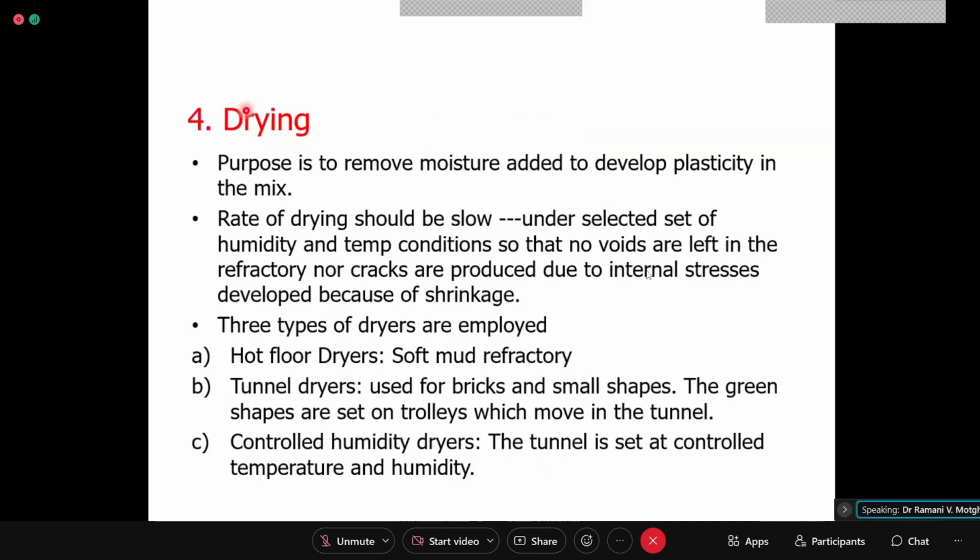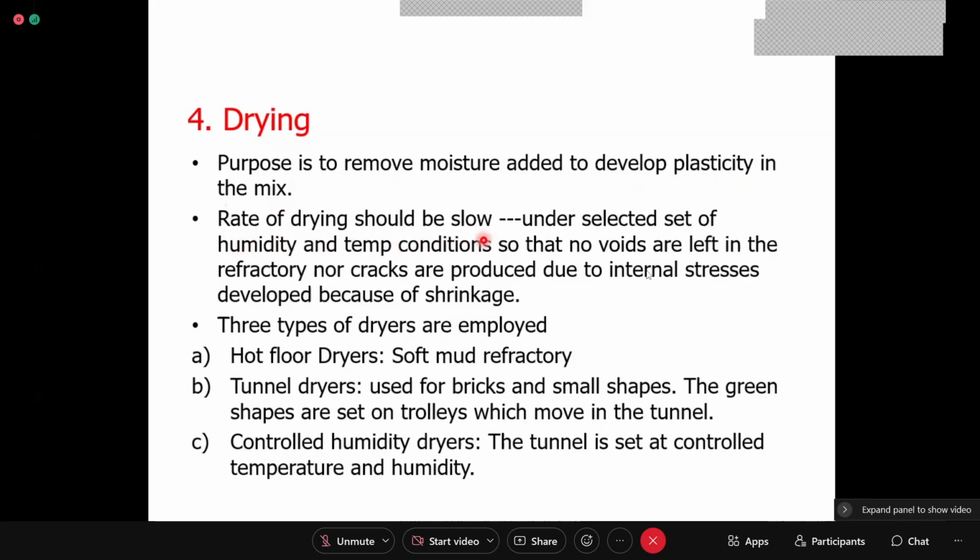Then drying. Whatever article has been made, or pipe, or crucible, or a brick is prepared, that is put for drying. So for drying, there are different types of dryers. The purpose is to remove the moisture added to develop plasticity in the mix.